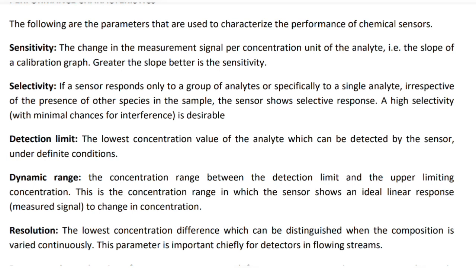So this is the concentration range in which a sensor can sense and give an ideal linear response. For example, in photocolorimetry, if the concentration is very high, then it will not give a linear relationship between the concentration and the absorbance value. So its linearity may vary at high concentration. So the dynamic range is very narrow in the case of photocolorimetry. For some sensors, the dynamic range is very wide.